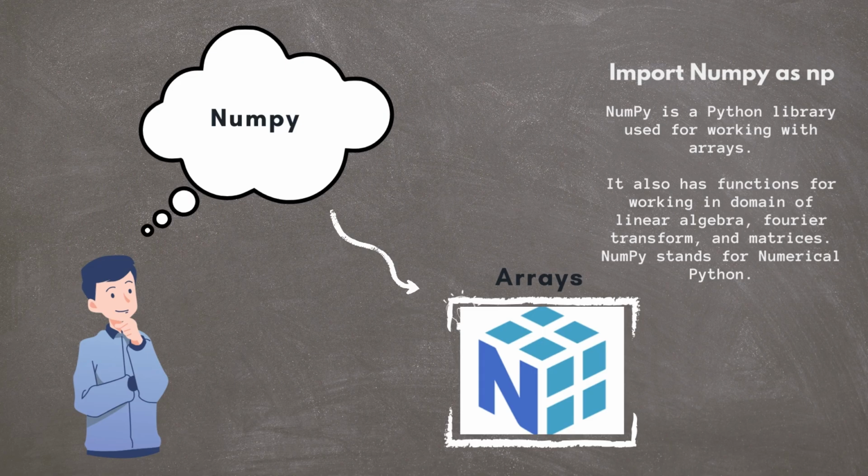So as we can see, the basic definition of NumPy is a Python library used for working with arrays. It also has functions for working in the domain of linear algebra, transformation, and matrices. NumPy stands for Numerical Python. So we get an idea about NumPy, that it is related to the array. First of all, we need to understand what is an array.